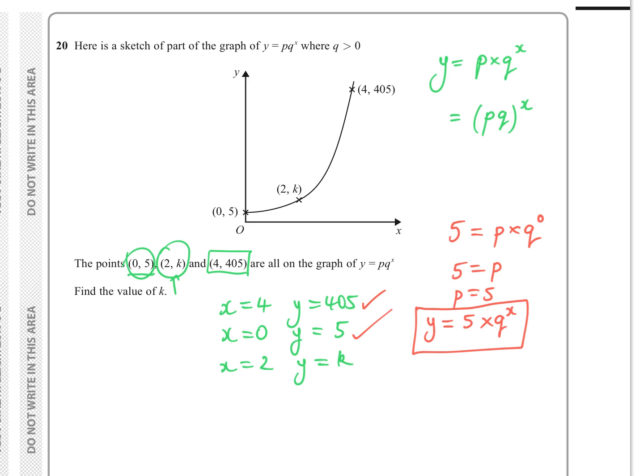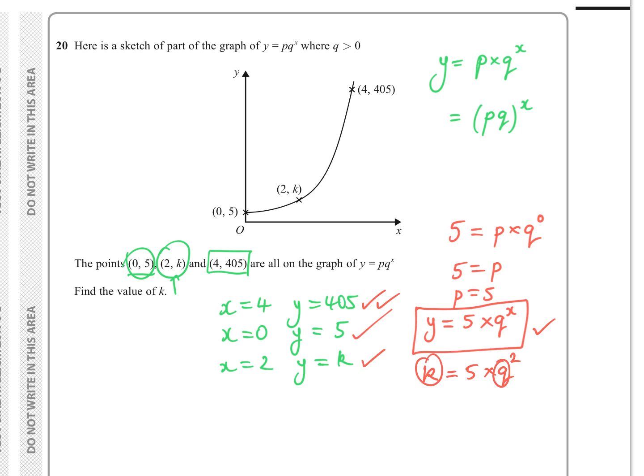Now we can use this one here, which will give us two values we can put into our new formula, and that should help us find q this time. I wouldn't put these ones in, because if we put x is 2 and y is k, we'd still have two unknowns. So I'd personally go with this one.